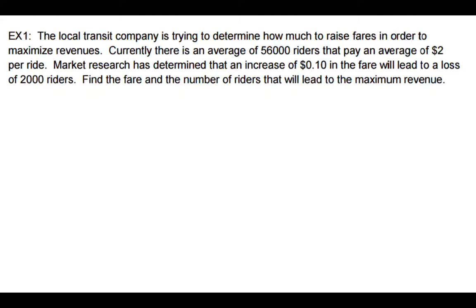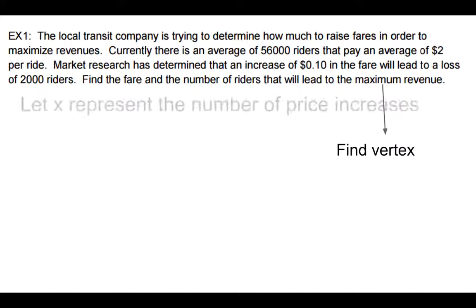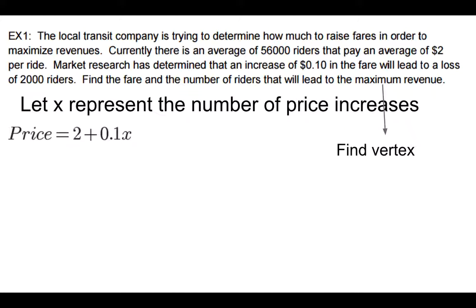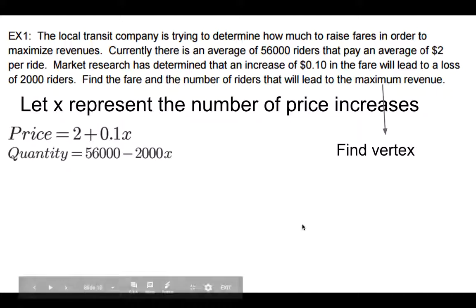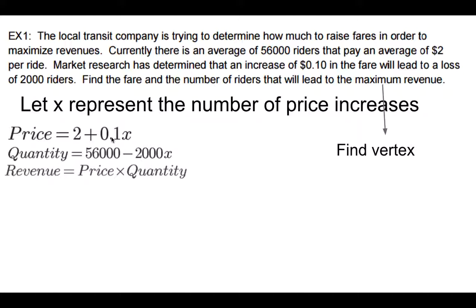And then how we're going to get to the vertex is really just using that method of finding the axis of symmetry with the zeros, because we realize we're going to get factored form first. The key is letting x represent price increases. That's what's actually going to change. So the price is a linear equation based on the number of changes you make, and the quantity is a linear equation based on the number of changes you make. So it's going to have a y-intercept of 56,000 to start, and then a slope of down 2,000. This one has a y-intercept of $2 and then goes up 10 cents each time. The quadratic comes when we multiply the two together, and that's where we get factored form.